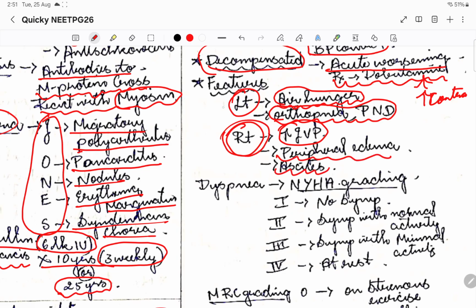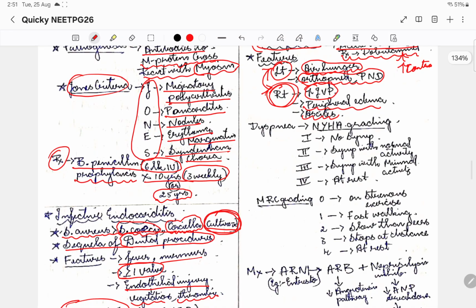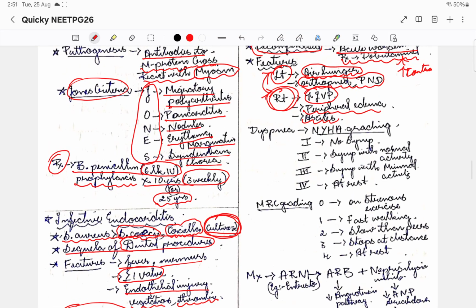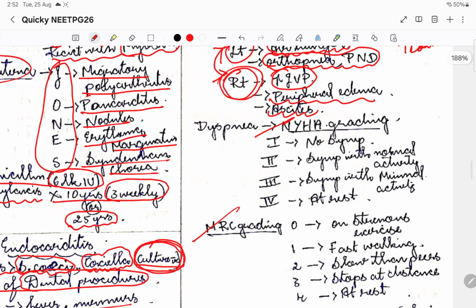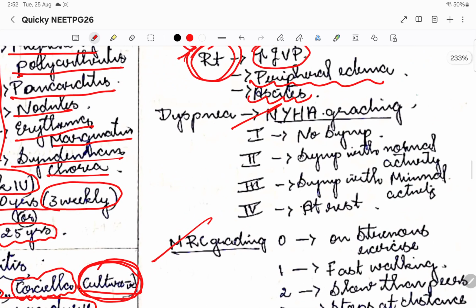Please do not confuse the left heart symptoms with the right heart failure symptoms. Then the two gradings of dyspnea, basically air hunger, orthopnea, and all these things, also will be there with heart failure, right? So dyspnea can be classified as NYHA grading and MRC grading. NYHA grading is what we do for the heart, whereas dyspnea with respect to pulmonary disorders is MRC grading.